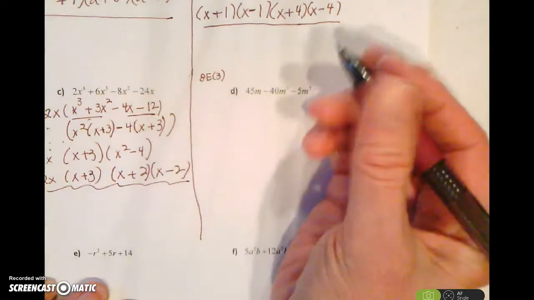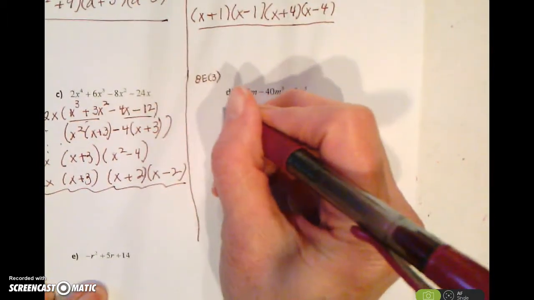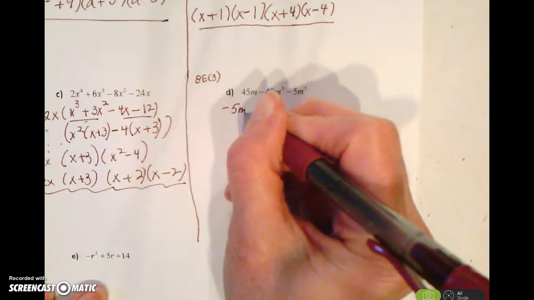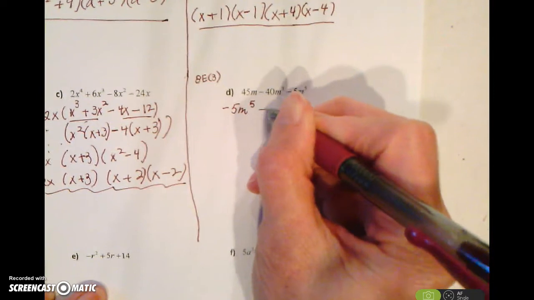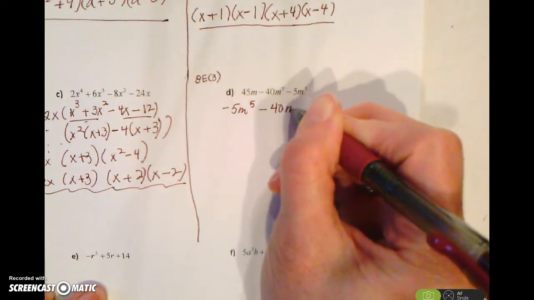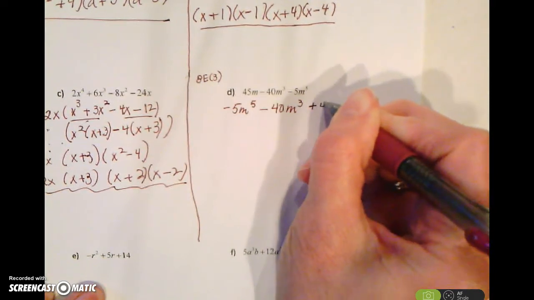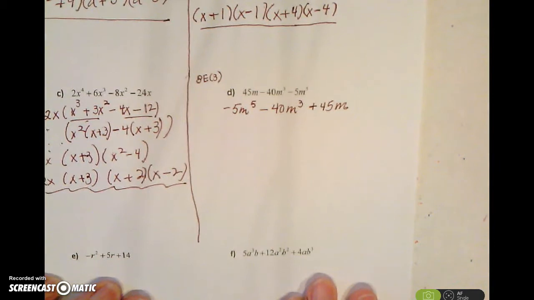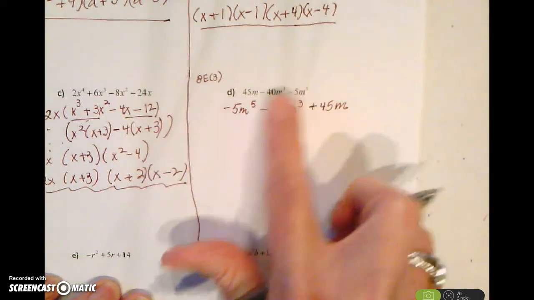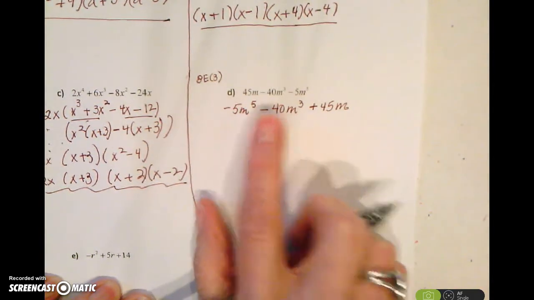So I'm going to carefully, this time try to do better than the first time, rearrange. So I'm going to do negative 5m to the fifth. Then we'll do this negative 40 m to the third and a positive 45 m. All right, so we rearrange it so it's in standard form. I'm going to double check my signs this time. Good. And then I'm going to look for a GCF.